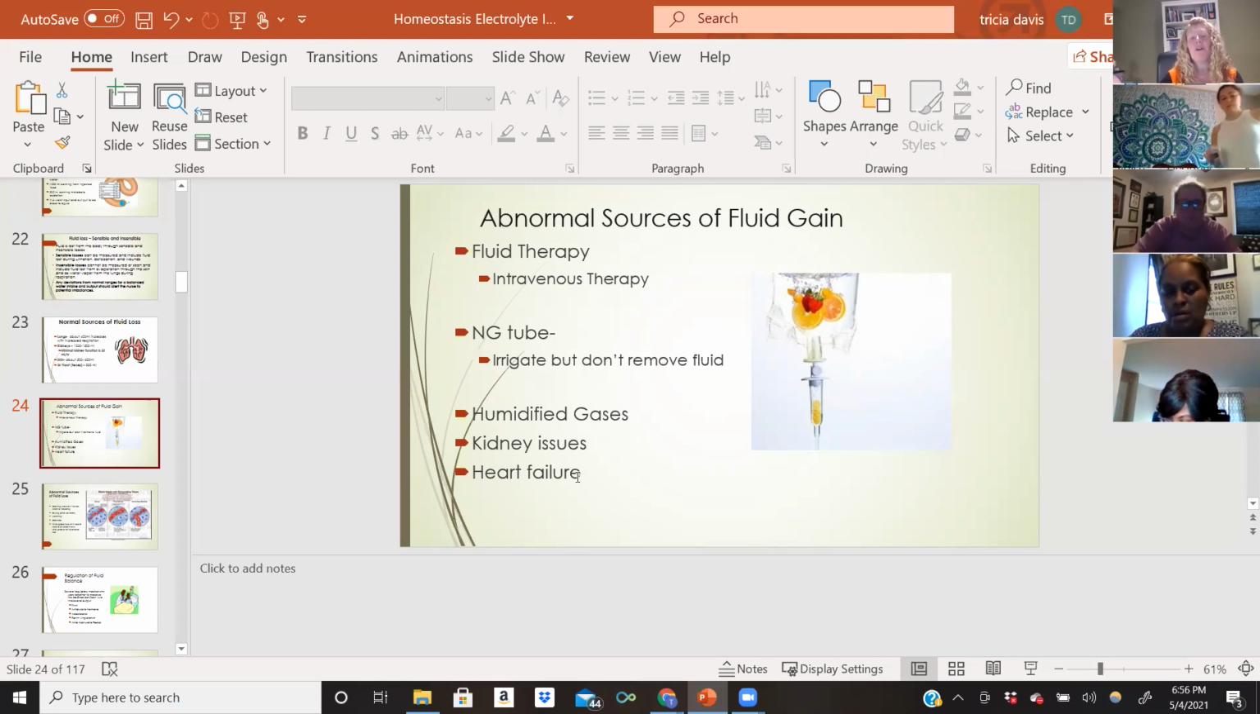And then the same thing with heart failure. With heart failure, there's left-sided and right-sided heart failure. We're not going to talk about that now, but if our circulating volume, if our heart's not pumping properly and we can't get the fluid out that we need, then it's just going to pool and it's going to build up. And we're going to see that through edema and other things like that.